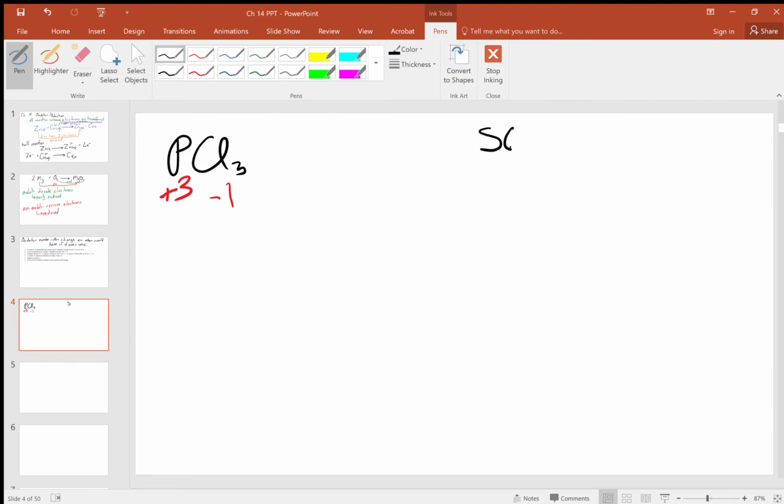How about SO3, sulfur trioxide? Again, the oxygen is -2. There's 3 of them, so that's a total of -6. Again, the entire compound is neutral, so in order to offset that, 3 times -2 is -6, we would need a +6 for sulfur.